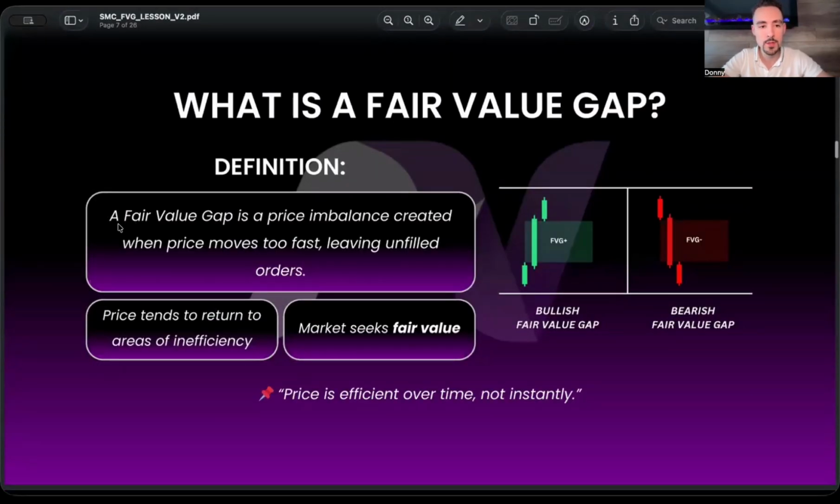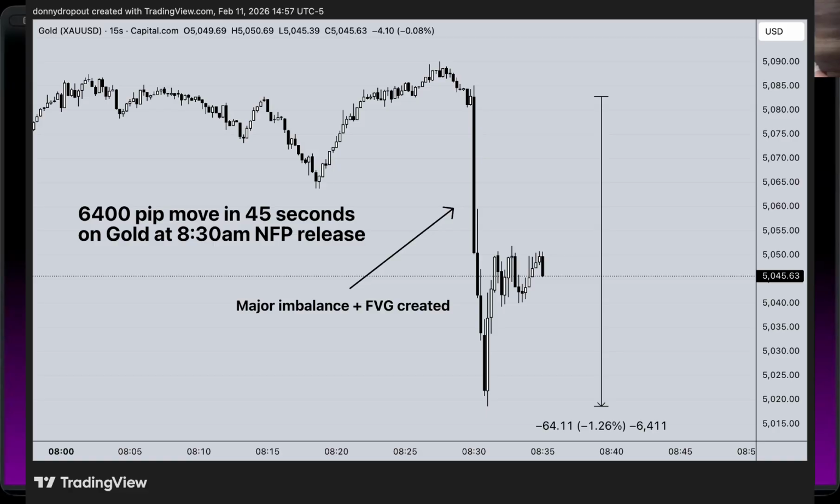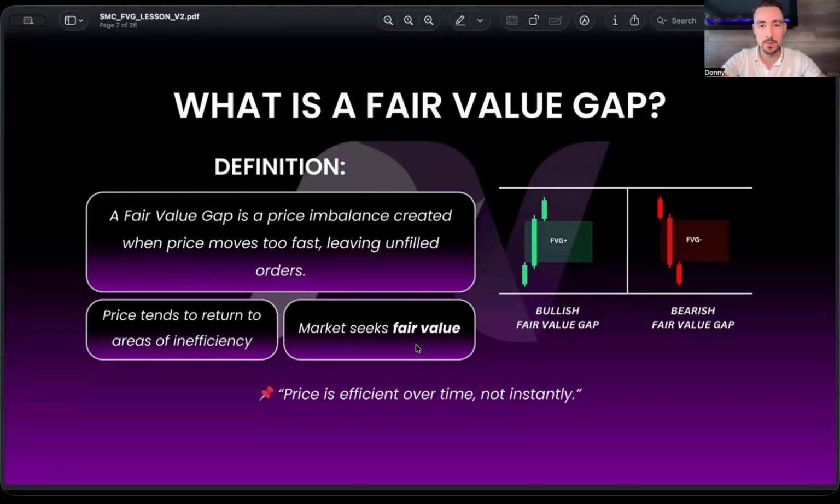By definition, a fair value gap is a price imbalance created when price moves too fast, leaving unfilled orders or areas where slippage took place. The market seeks fair value, giving opportunity for buying and selling at every single price level. If you look at the NFP news release this morning, there were trades that didn't get filled at areas where there were pending orders resting because of how fast the market moved at 8:30. And we see this all the time with news.